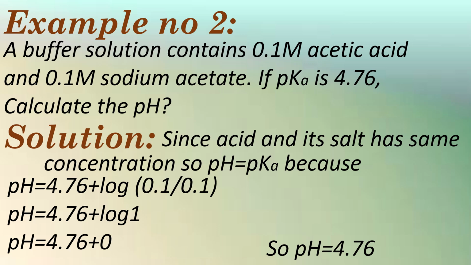Solution. Since acid and its salt have same concentration, pH is equal to pKa, because we will again apply the same formula which I have applied earlier. pH is equal to 4.76 plus log, sodium acetate is 0.1 molar divided by acid is 0.1 molar. After solving, 0.1 cancel each other, log 1 is equal to 0. So pH is calculated to be 4.76.